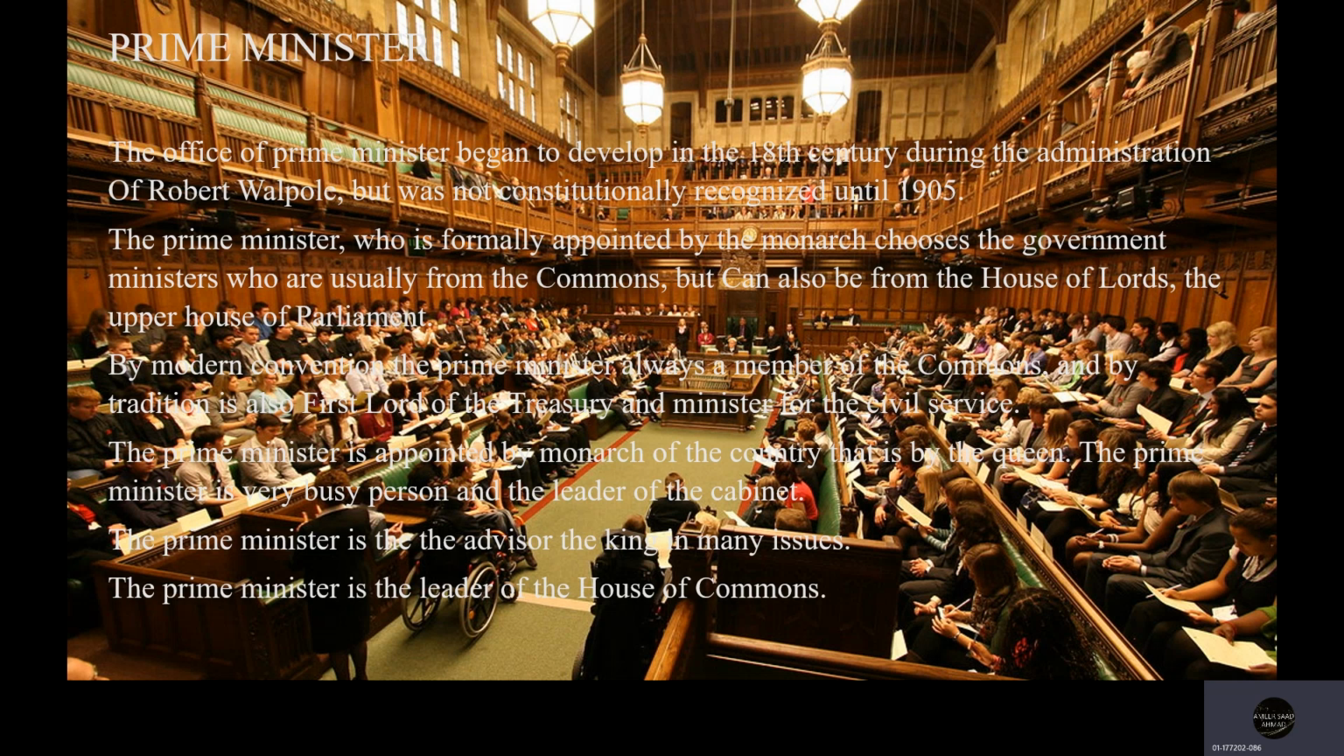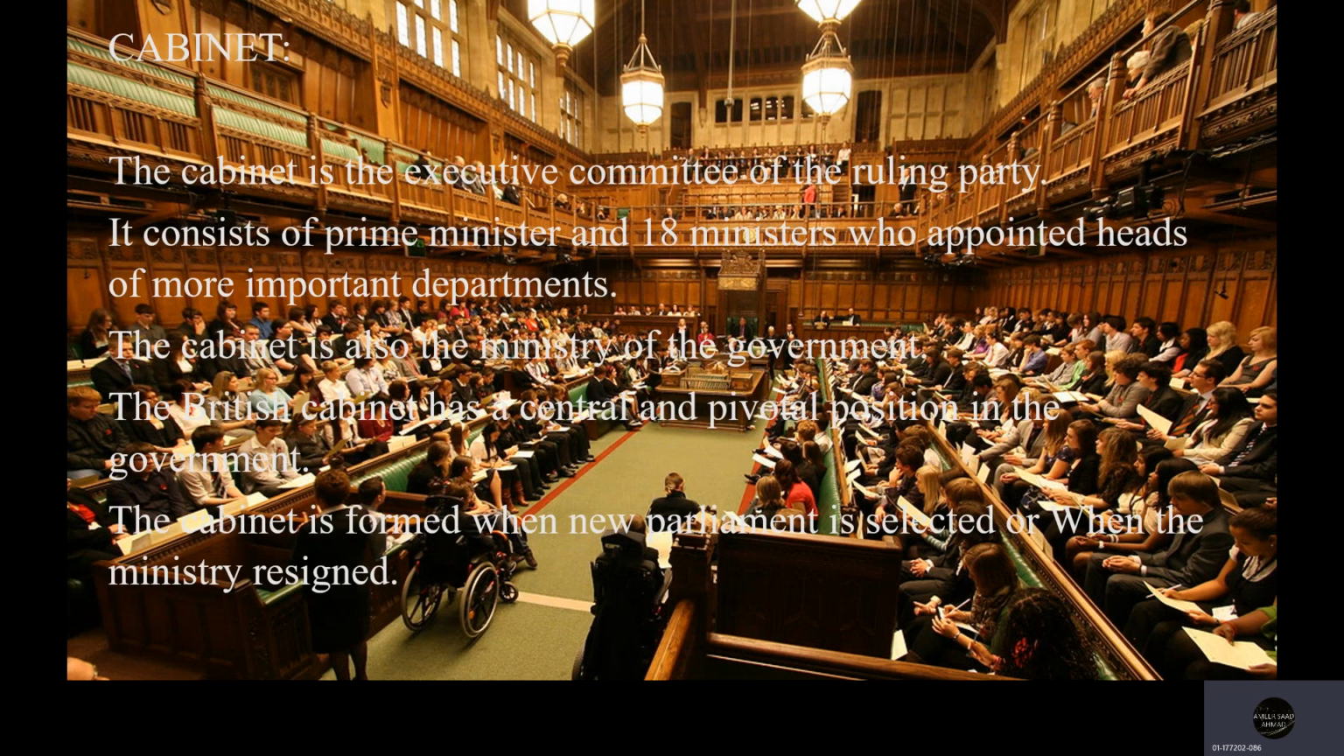Now, moving towards the cabinet. The cabinet is the executive committee of the ruling party. It consists of the prime minister and some ministers who are appointed heads of the more important departments. The cabinet is also the ministry of the government. The British cabinet has a central and pivotal position in the government. The cabinet is formed when a new parliament is elected or when the ministry has resigned.